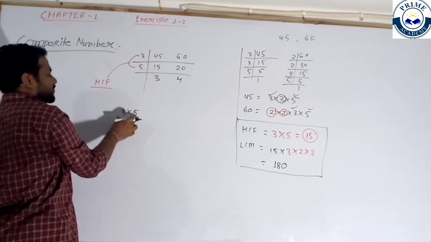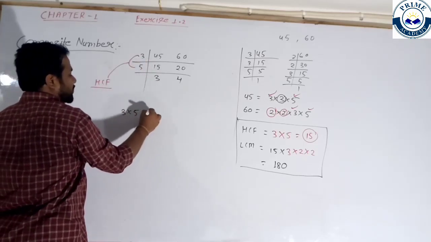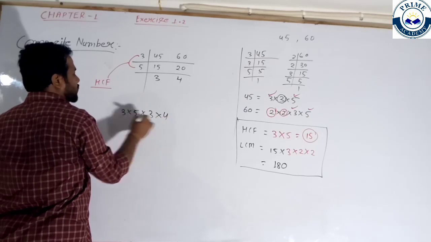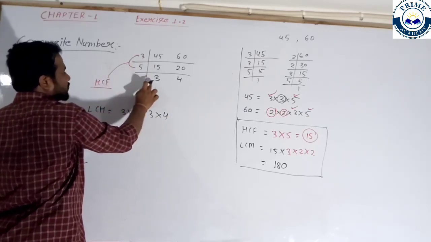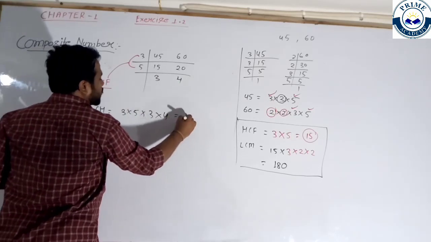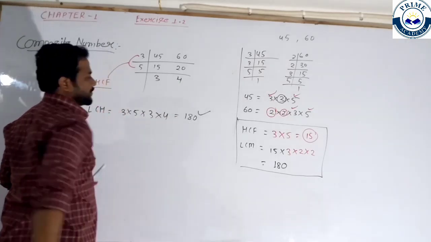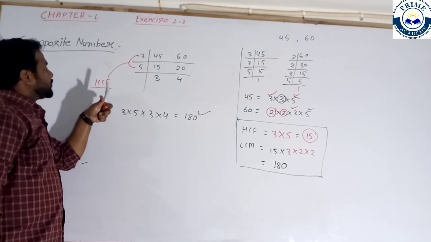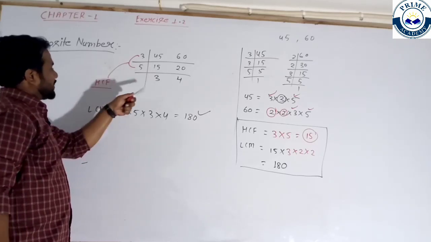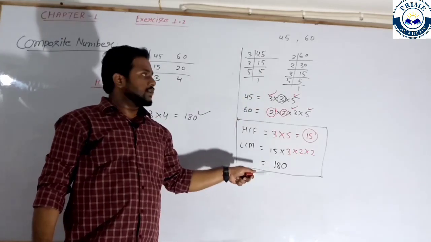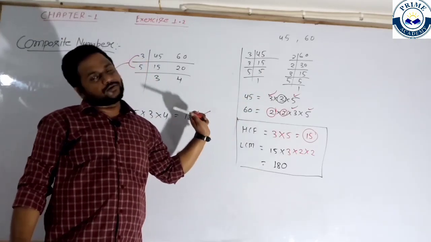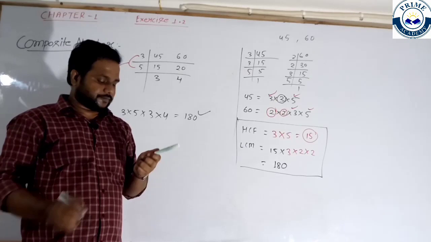Already 3 and 5 is here. You just multiply 3 and multiply 4. So including all these numbers, 3 into 5 into 3 into 4, you will get what? 180. This is also the LCM. So either you calculate in this way or you calculate this way. These two ways you can calculate HCF and LCM.